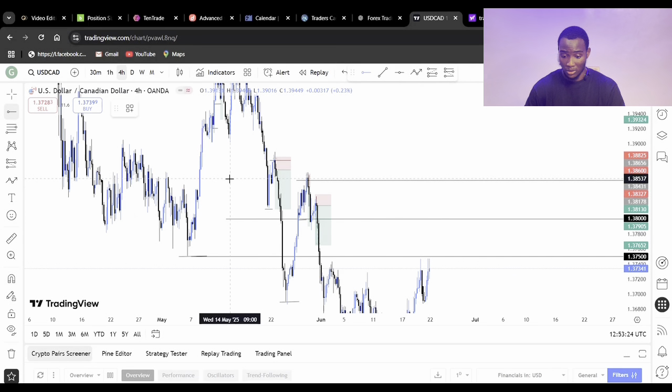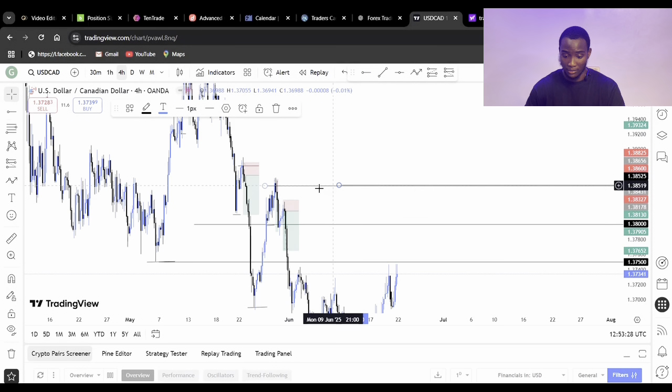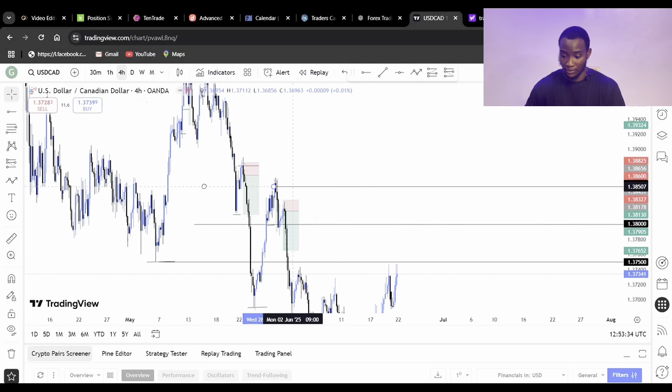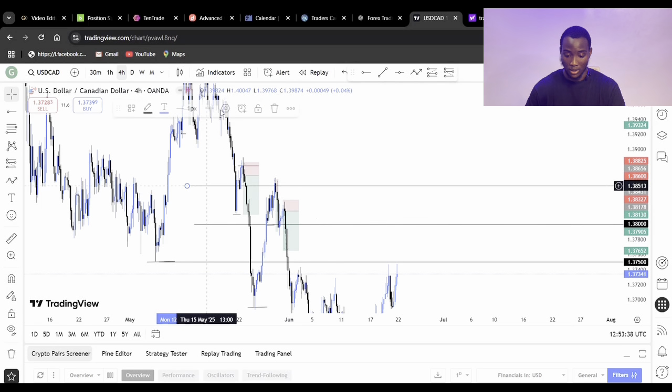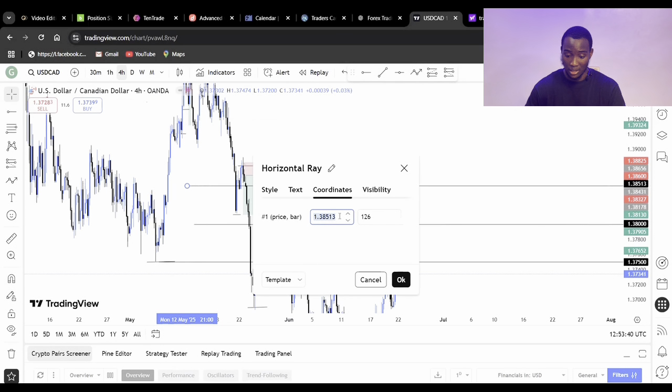So this one here is already at the next key level. This one, just remove one of them, so we'll have one already at the next key level. Click on your setting, come to your coordinates, then you edit 38.